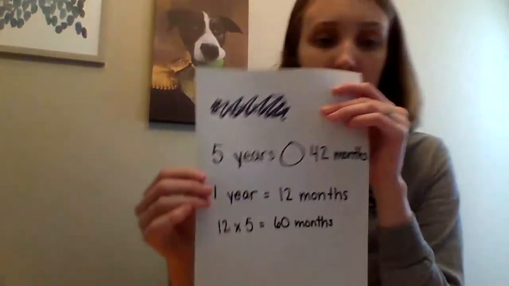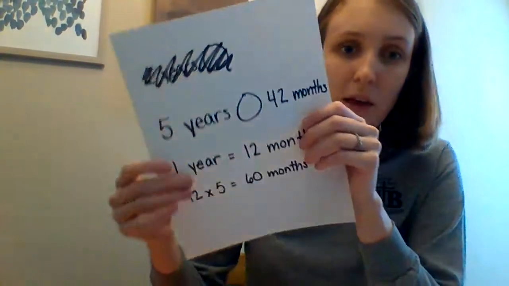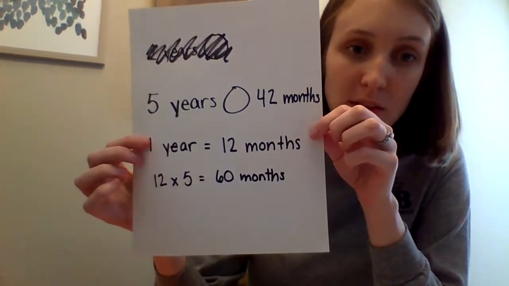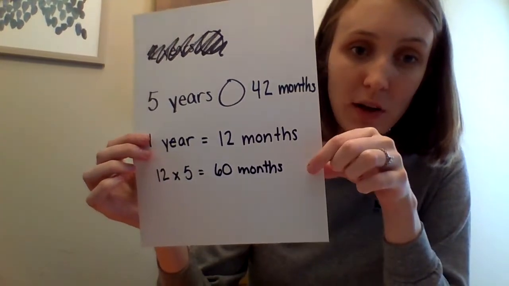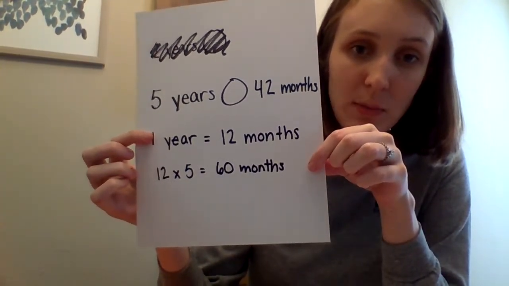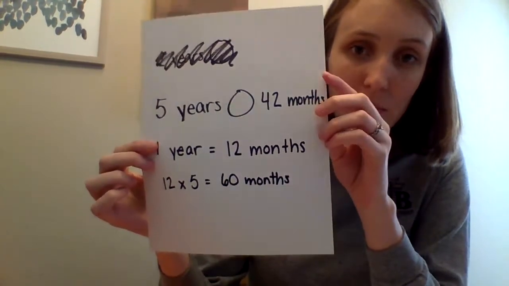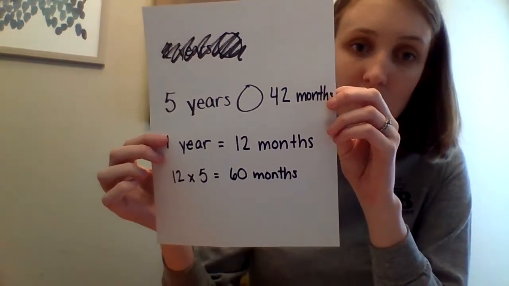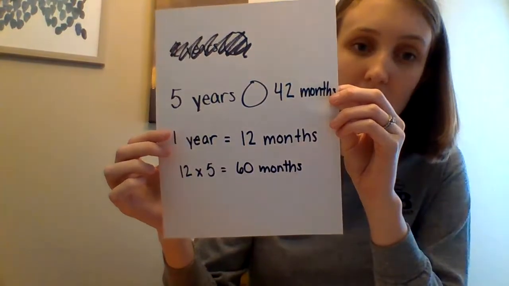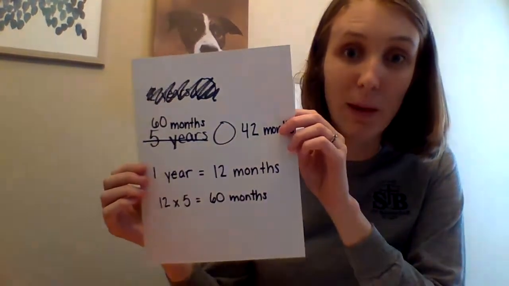Okay, so my answer, I knew that in 1 year there are 12 months, and so I did 12 times 5, which is 60 months. So now I still have to answer this problem. What I'm going to do is, now I know how many months are in 5 years. So I'm going to cross out that 5 years and write 60 months above it. Now that they're the same unit, I'm in a lot better shape.